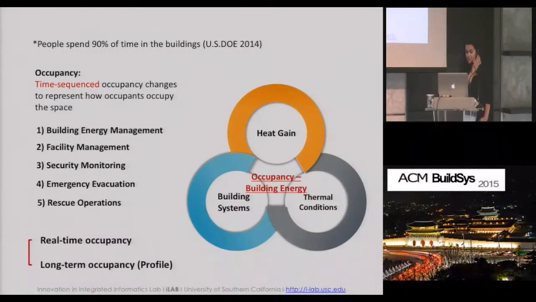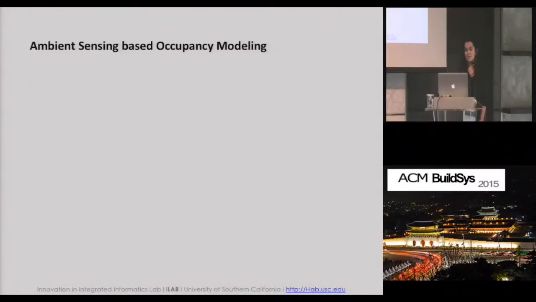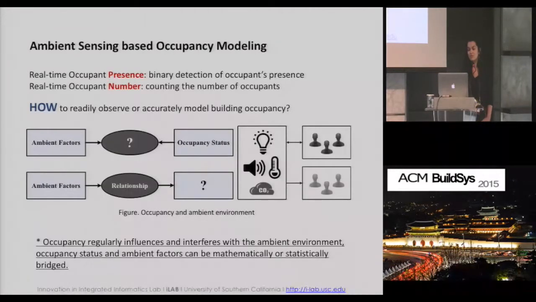In my lab, we look at occupancy in two ways: real-time occupancy and long-term occupancy. Real-time occupancy is the occupancy status at each time point. Long-term occupancy, we call occupancy profiles, which are the probabilities for classes of occupancy as a function of time. In this presentation, I'm going to talk about ambient sensing-based occupancy modeling. We use ambient sensors because they're frequently used in today's buildings. They're also non-intrusive in nature, have wireless communication abilities and low power requirements, and give you flexibility in terms of choice.